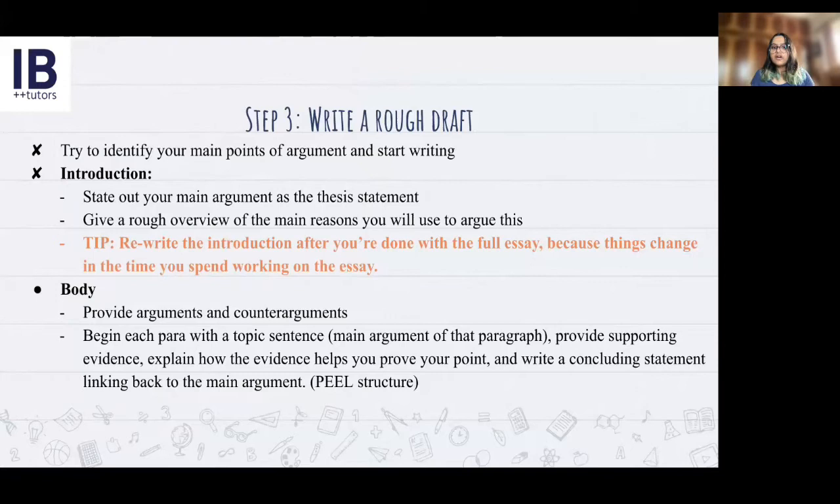Now, for your body paragraphs, you provide arguments and counter arguments, and this will differ a bit depending on if you're doing a group 3 or group 1 essay, or if you're doing a group 4 or group 5 essay. So for a group 1 or group 3 essay, you will be doing a lot of theoretical discussions and writing long paragraphs and long essays. So for those essays, you want to use the PEEL structure, which is point, evidence, explanation, and link.